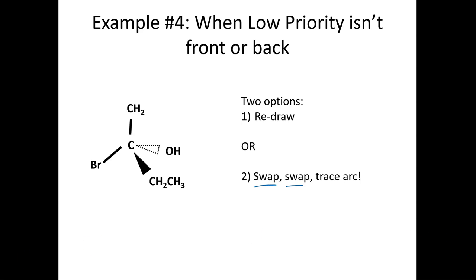So the first step is to identify the priority. So this is the low priority 4. And we have 3, 2, and 1 based off of the atomic weight. What we know is that this group, because there's a dash here, this needs to be the low priority. So what we can do is we can swap these groups, but we don't actually have to swap anything. We can just swap the numbers. So we can take these numbers and move the numbers around.